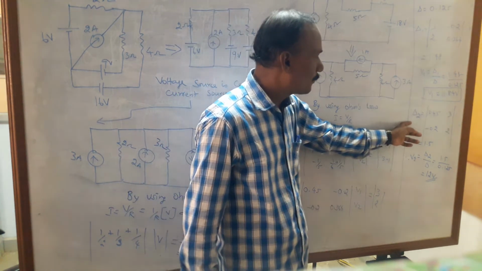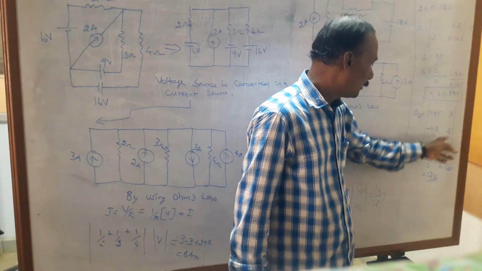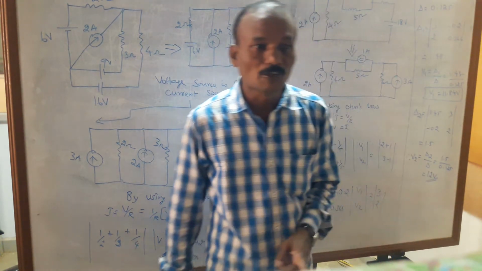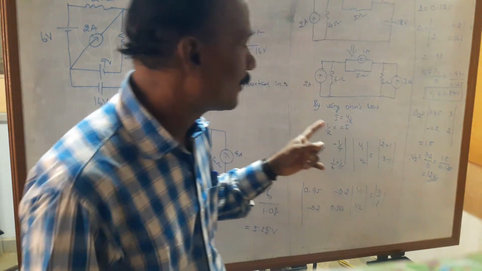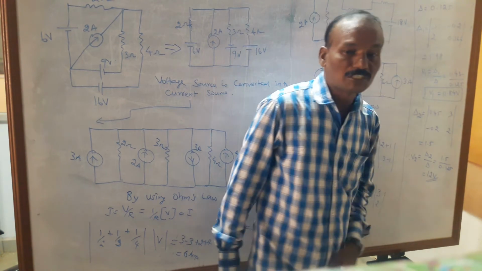Then delta 2 means replacing the second column of the matrix. So 0.45 minus 0.232, and here the delta 2 value is 1.5. So V2 is equal to delta 2 divided by delta. Already we calculated delta 2 as 1.5, and delta is 0.125. So here V2 is equal to 12 volt.